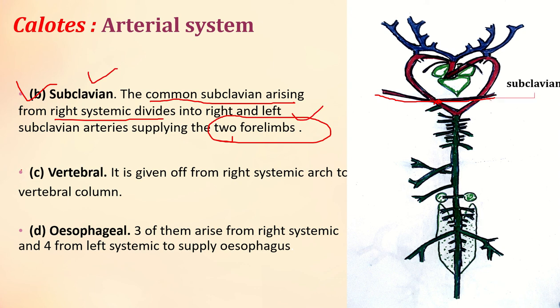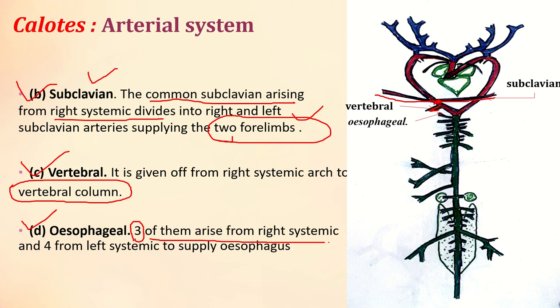Again there are some branches like the vertebral. This vertebral arises from the right systemic aorta, which is single, and it supplies blood to the vertebral column, hence the name vertebral. Then there are branches called esophageal. Out of these esophageal arteries, three arise from the right systemic and four from the left systemic and supply blood to the esophagus. So these are some of the main branches.